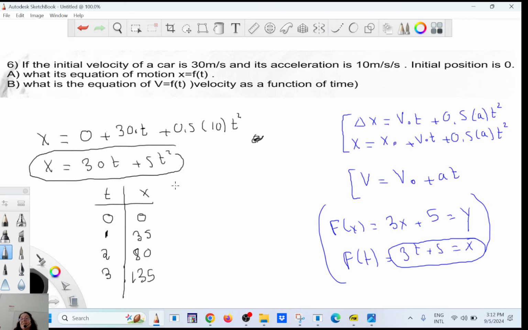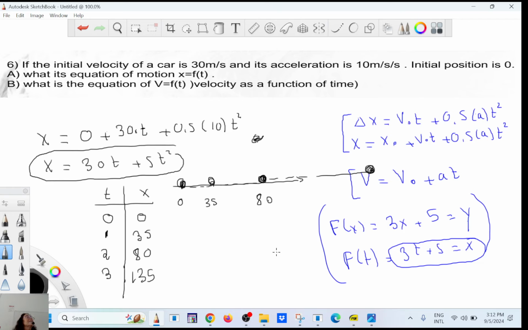Okay? So what does it mean? It means that at t equals 0, it's at the origin. At t equals 1, it's at 35. At t equals 2, it's not at 70, it's at 80. And at t equals 3 is over there. So this is acceleration because every second you move farther and farther and farther away.